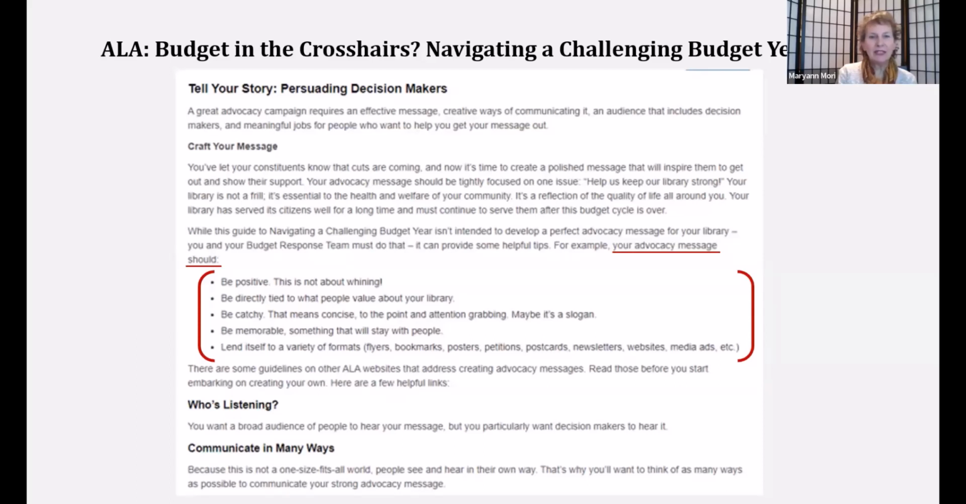Be memorable. Have something that will stay with the people. And your presentation should lend itself to a variety of formats: flyers, bookmarks, posters, petitions, postcards, newsletters, websites, media ads, etc.